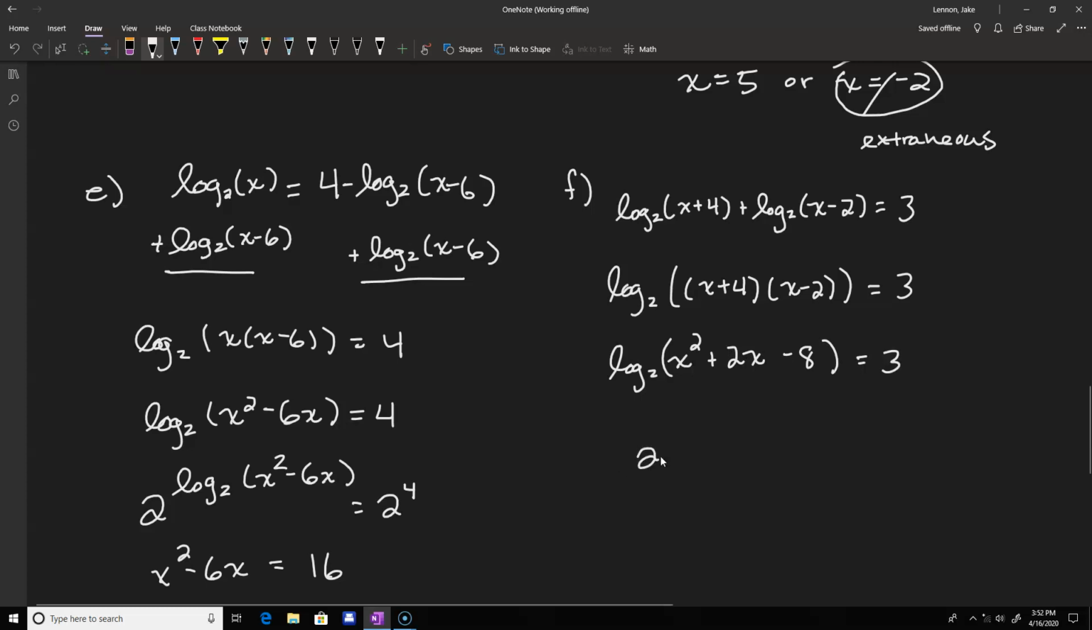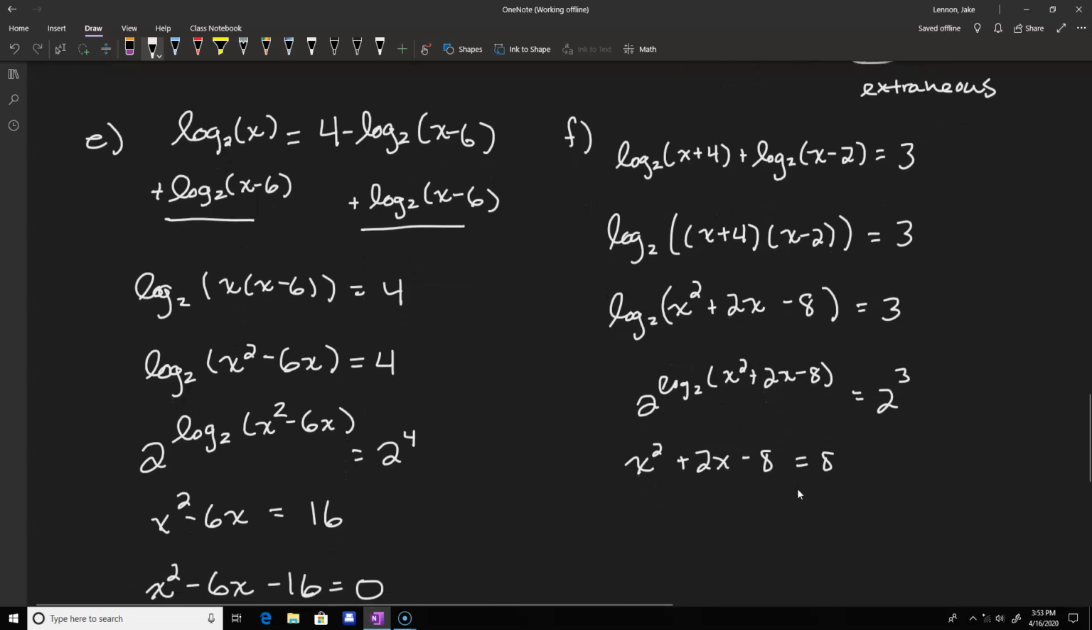And then we want to make both sides the exponent of 2. So we get 2 to the 3rd on the right. So now we're left with x squared plus 2x minus 8 equals 8. And we can subtract 8, and we get x squared plus 2x minus 16 equals 0. I'm not sure, but I don't believe that factors. So if that's the case, we would have to use the quadratic formula on this one.